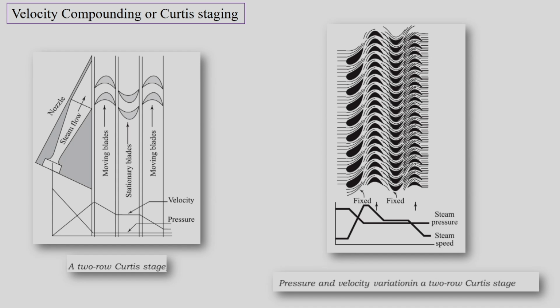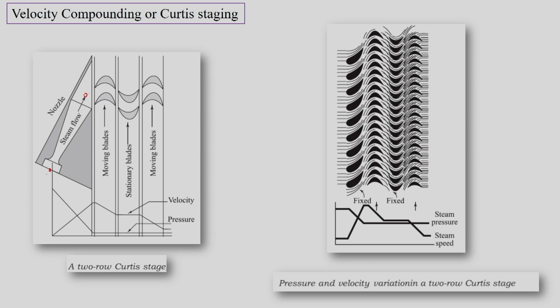Now, we will see the next staging, called Curtis staging or velocity compounding. This is a second type by which we can reduce the constructional dimensions of the nozzle, or we can have basically lower speed. In the case of velocity compounding, we will have a first nozzle which will completely expand the steam from boiler pressure to condenser pressure. It is very important.